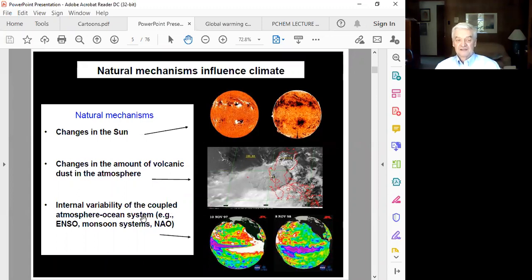And then this third part, I'm not sure I really understand, the internal variability of the coupled atmosphere-ocean system, monsoon systems, et cetera, et cetera. One thing to keep in mind, we're kind of focusing on carbon dioxide warming the earth, but the other main contributor to global warming is water. If the oceans get warmer, there's going to be more water vapor in the atmosphere, and we get even further warming from that.